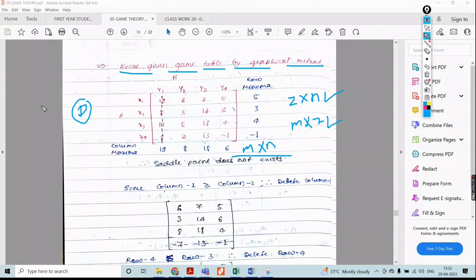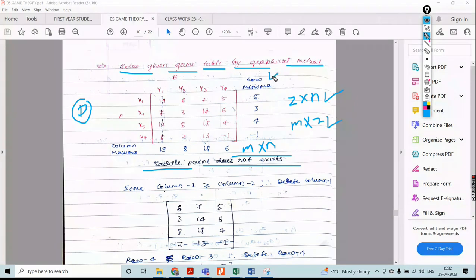Then you have to reduce that into 2 cross n or m cross 2 by comparison. But before that, you have to identify the saddle point. Does it exist or not? This is also what the evaluator will expect. If it does not exist, then you can go for the method. Compare with respect to the row; if that is not possible, you can compare with respect to the column.